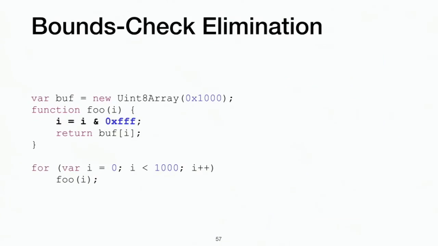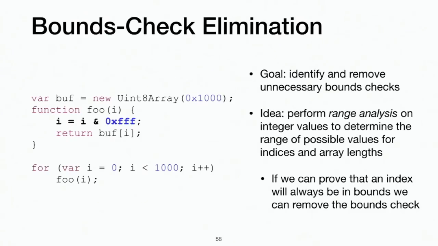So let's say I added another statement here. In this case, what I'm doing is just ANDing the index with hex FFF. And in this case, the bounds check isn't really required, right? Because the output of this AND operation must be between 0 and hex FFF. So this is the goal of bounds check elimination: essentially figure out what bounds checks are redundant or aren't required.